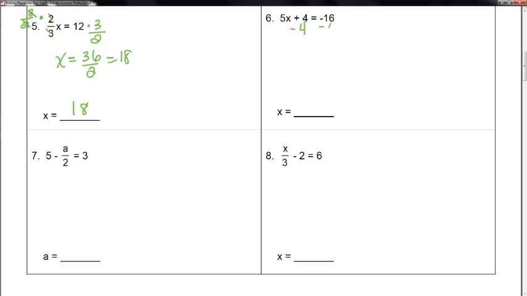Subtract 4 from both sides. 5x is equal to -20. Divide both sides by 5. X is equal to -4.